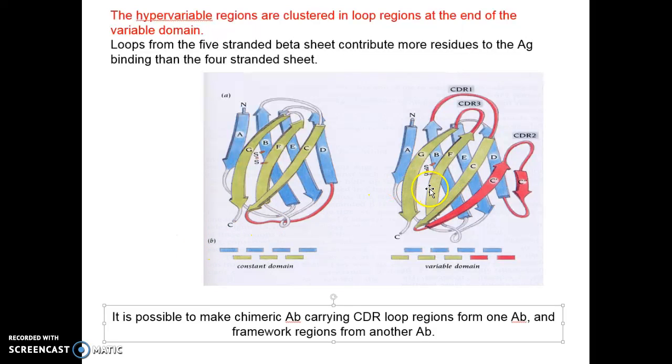Regarding this structure, the fact that there exists a great number of sequence variations in the loop regions of antibodies demonstrates that the folding of the structural framework is quite insensitive to changes in the functional loop regions. Thus, it has been possible to construct, using recombinant DNA methods, chimeric antibodies carrying CDR loop regions from one antibody and framework regions from another antibody.